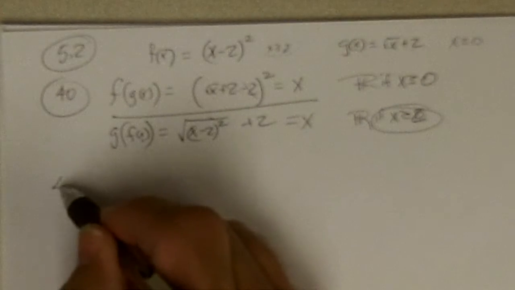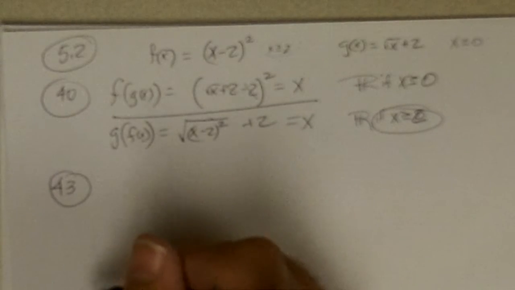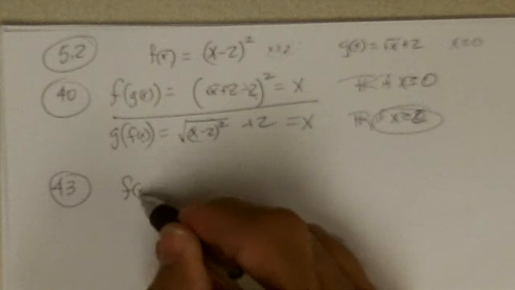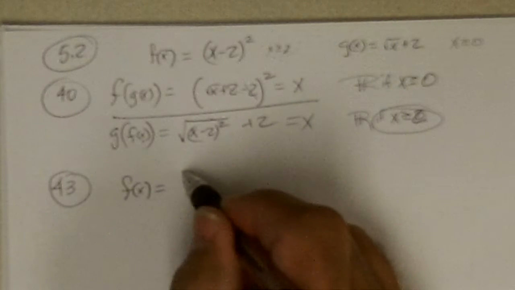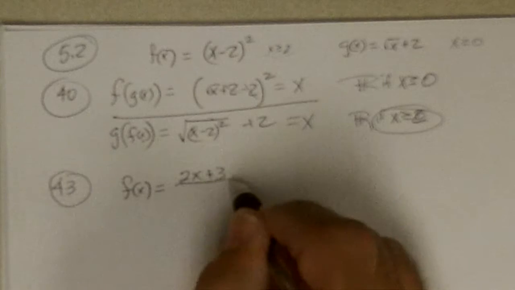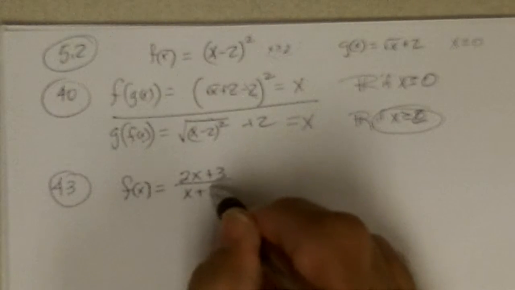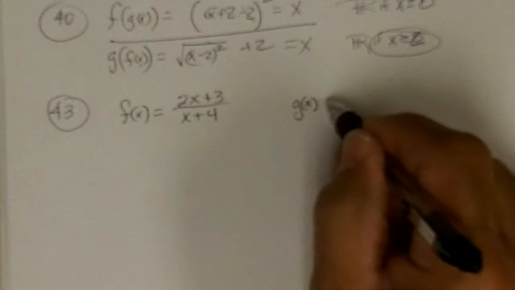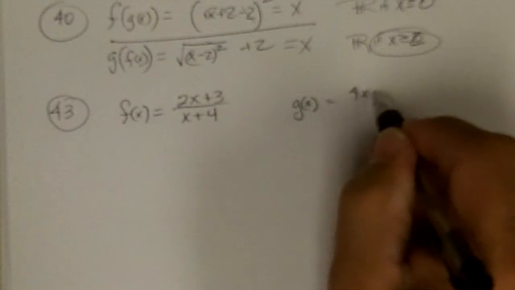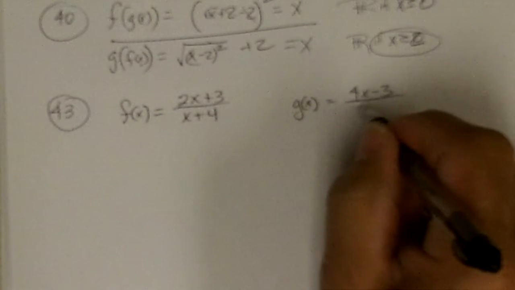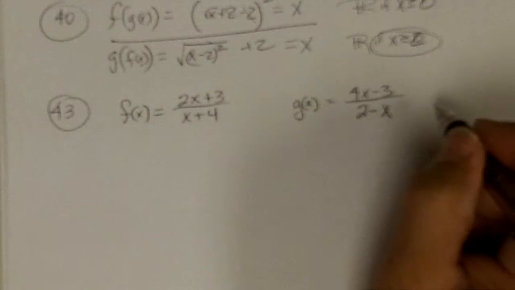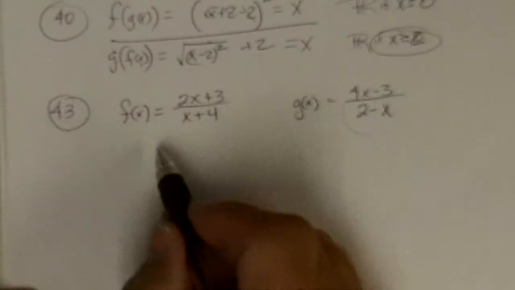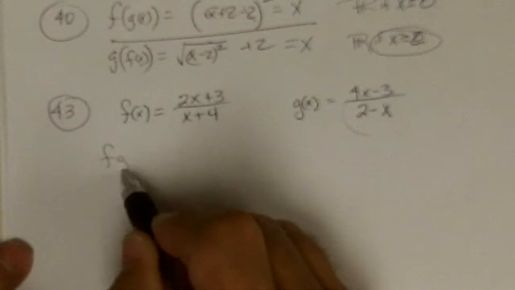And 43. 43 says do the same thing, so f of x is (2x plus 3) over (x plus 4). G of x is (4x minus 3) over (2 minus x). So let's put g in for the x's of f first. So that would be f of g of x.